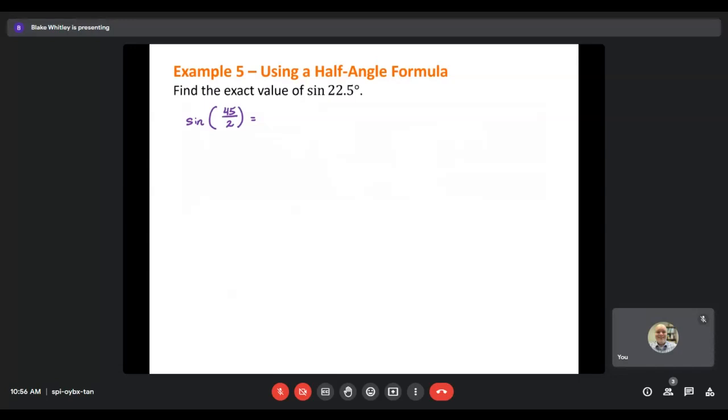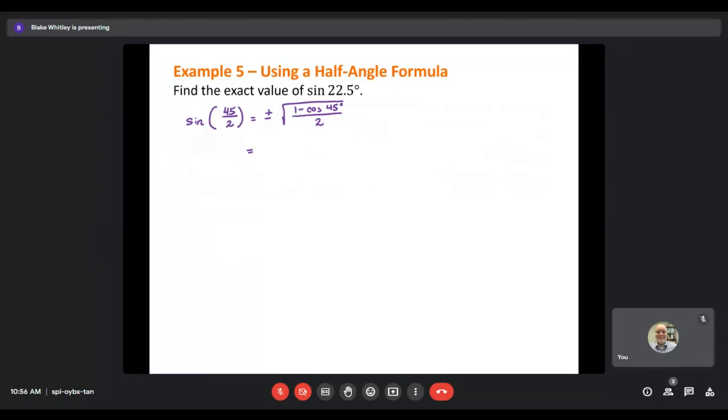Now, remember our formula for sine of a half angle is going to give us plus or minus the square root 1 minus cosine of the u value, which in this case is 45 degrees, divided by 2. So now we need to simplify this.